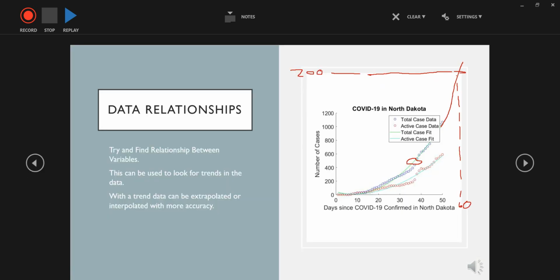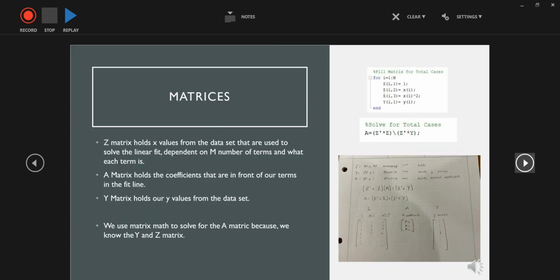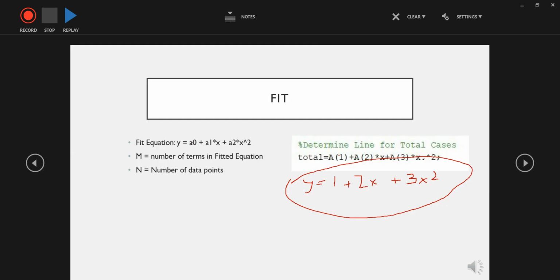If we go back to this slide, this is this fitted line right there. Let me clean this up so it's a little easier to look at. So our fitted line is going to be our trend line right there, and that's going to come from using these A values and plugging them into our fit equation.